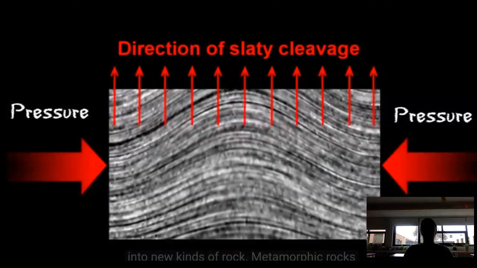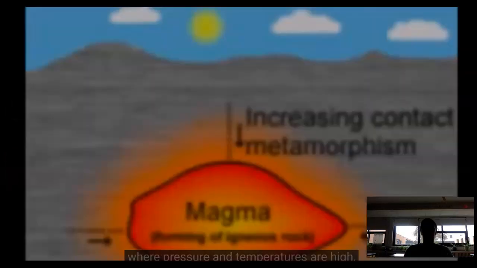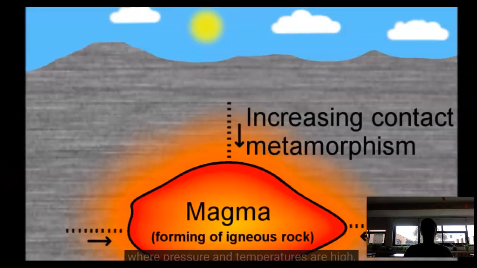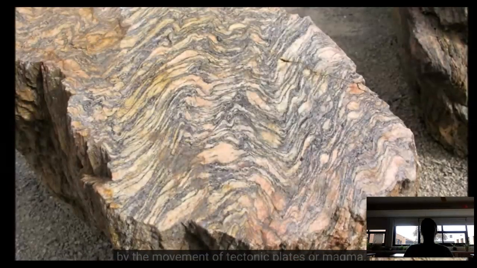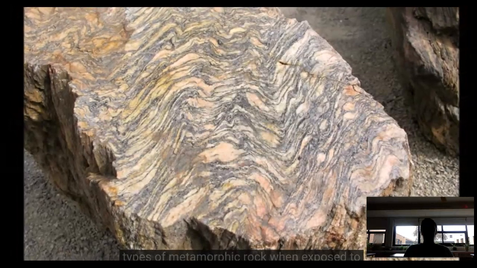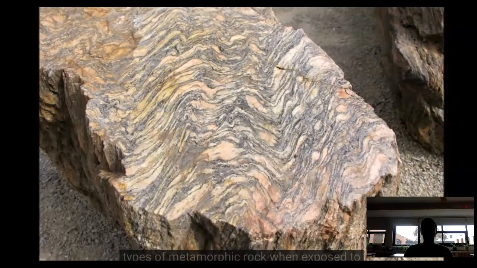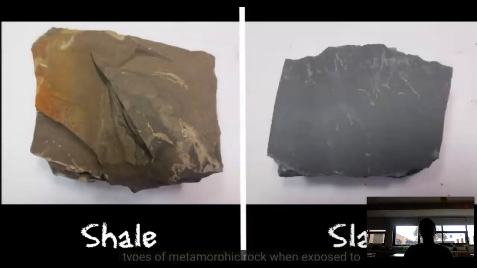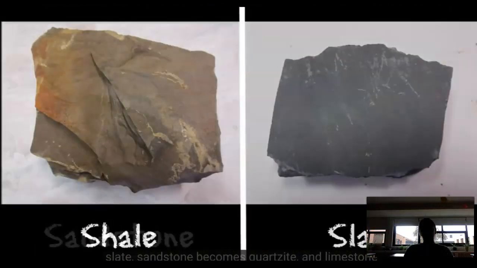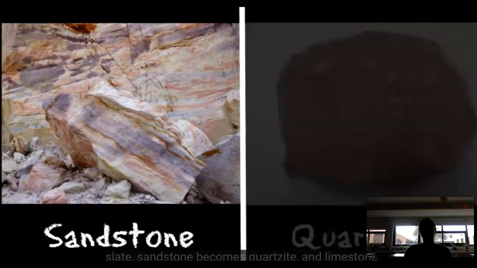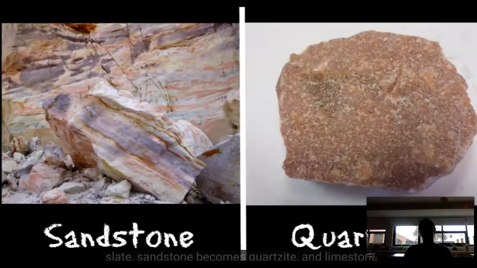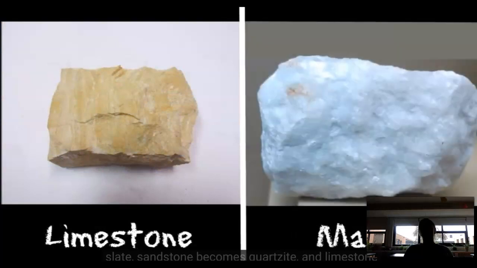Metamorphic rocks can be formed by being deep under the earth where pressure and temperatures are high, or when rock near the surface is heated up by the movement of tectonic plates or magma. Different types of rocks become different types of metamorphic rock when exposed to heat and pressure. For example, shale becomes slate. Sandstone becomes quartzite. And limestone becomes marble.